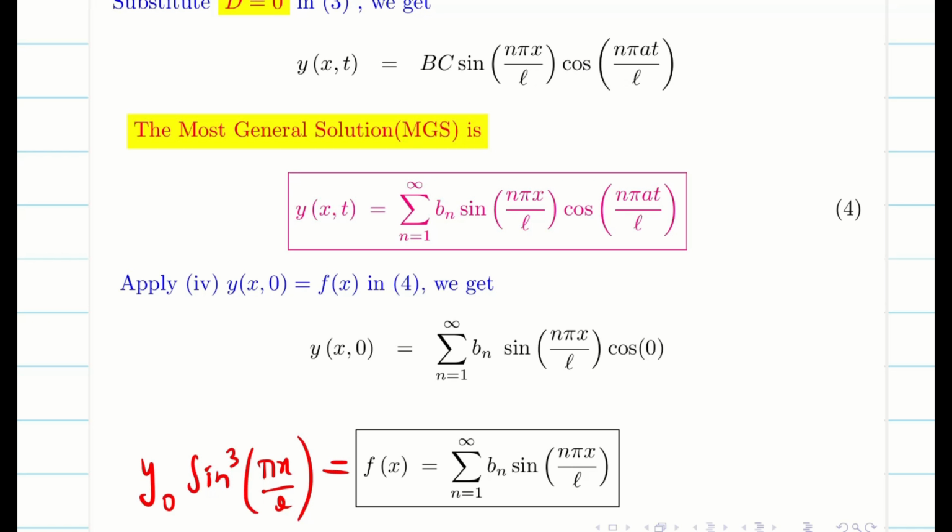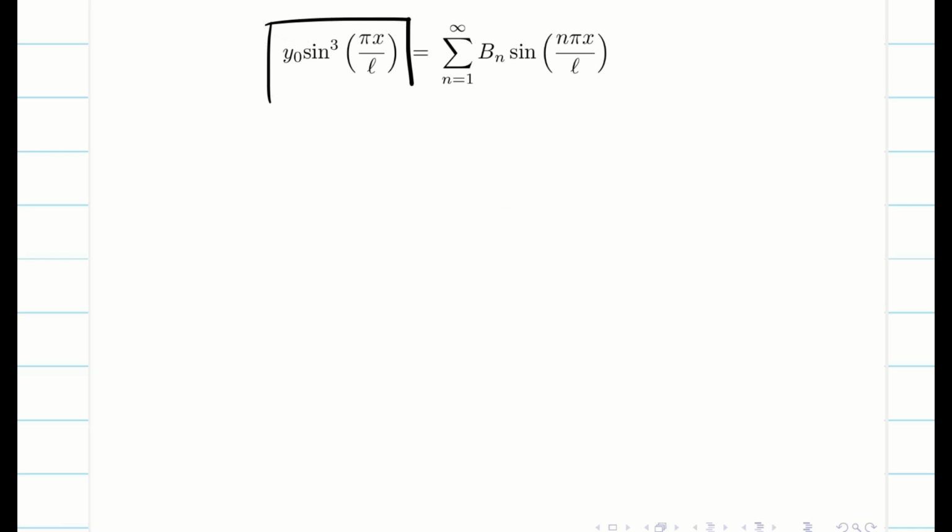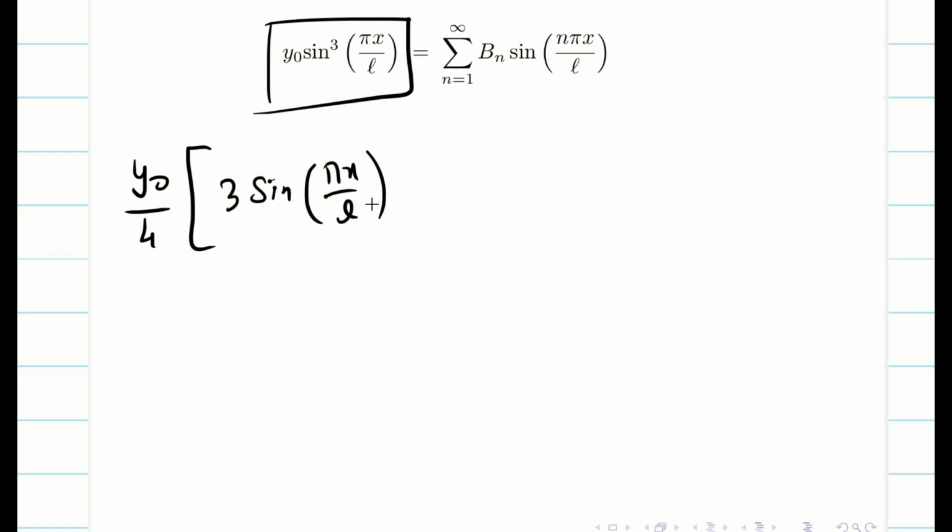When there is a trigonometric problem, don't try for integration. Try to use trigonometric formula to simply solve them. We know that sine cube theta is equal to 1 by 4 into 3 sine theta minus sine 3 theta. I am going to apply this for the given problem. So my f of x is y naught sine cube pi x by L. I am going to apply this formula, y naught by 4, we will be getting 3 sine pi x by L minus sine 3 pi x by L.